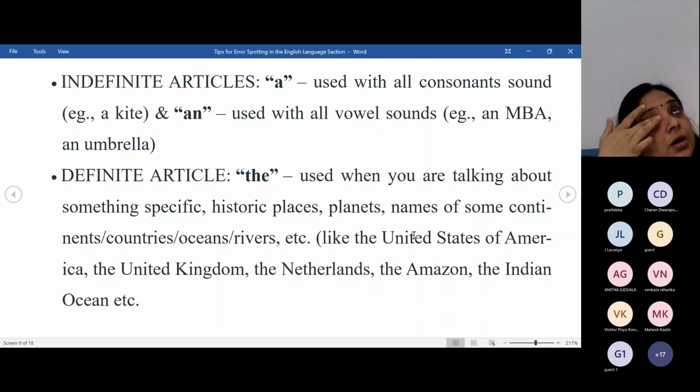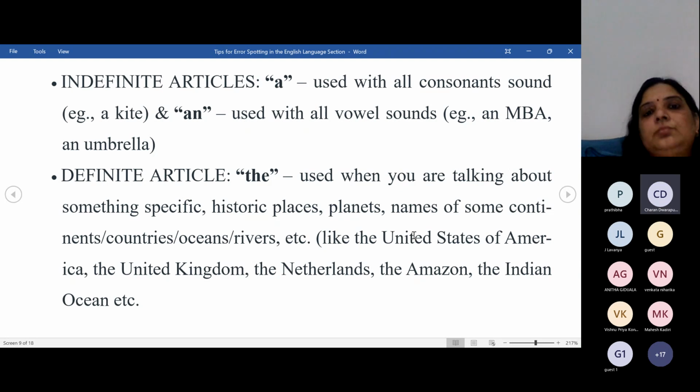A-E-I-O-U. But there are again some exceptions also when you use an, like, you know, an hour, H-O-U-R, okay? Because the H is silent. Honest, university. Then European, you never say an. He is a European. Why? Whenever there's EU, you write it with a, you'll never write an. It is A. The sound is "yu", because here again it's a consonant. The phonetics, yeah, exactly, the sounds.